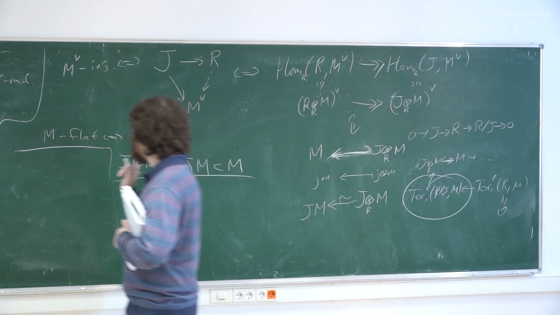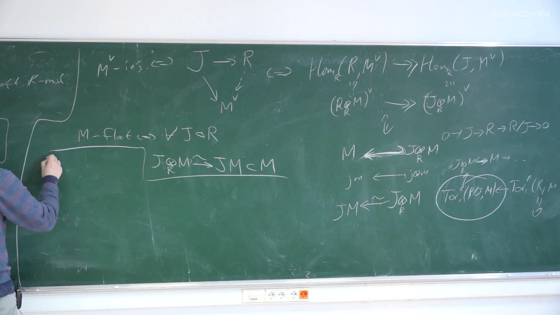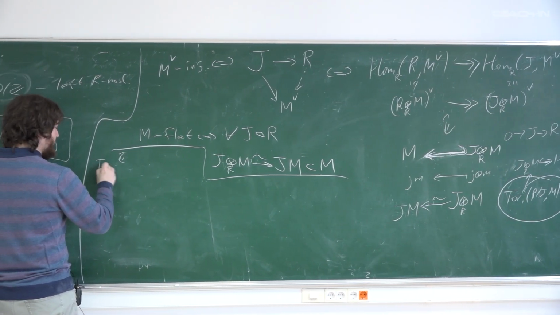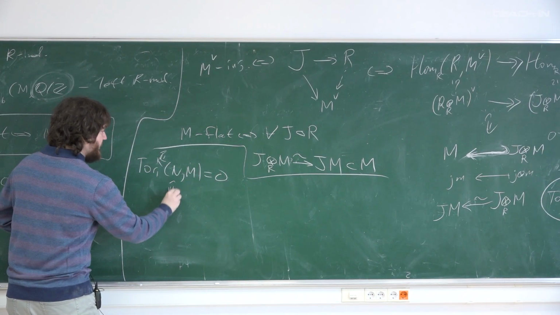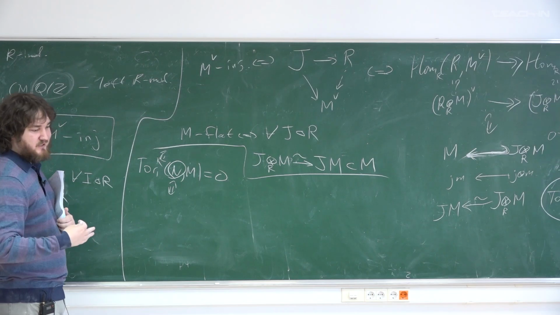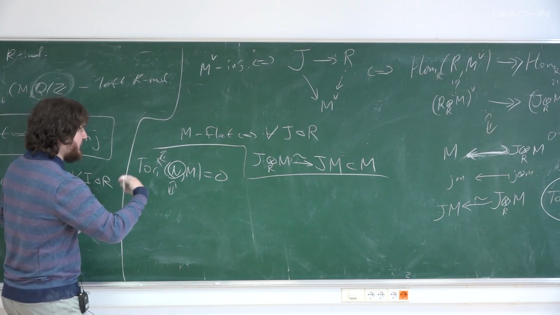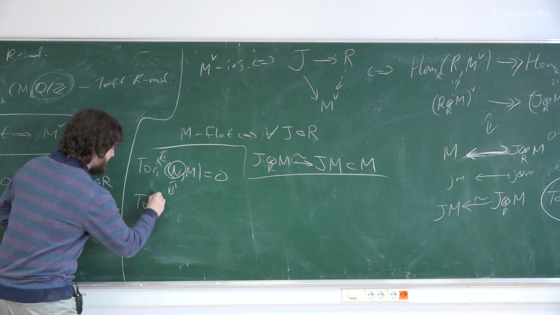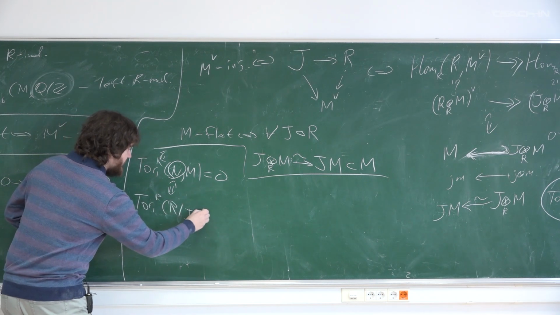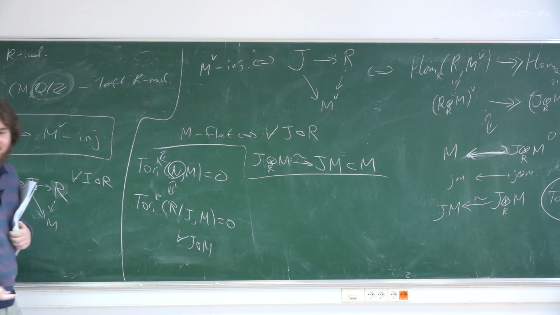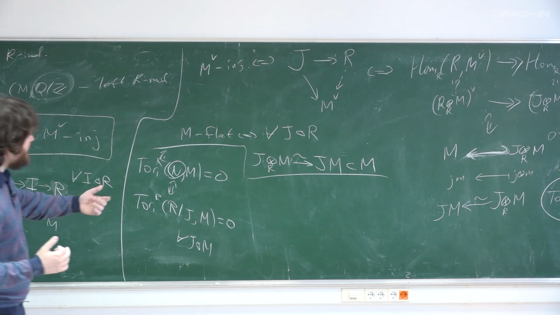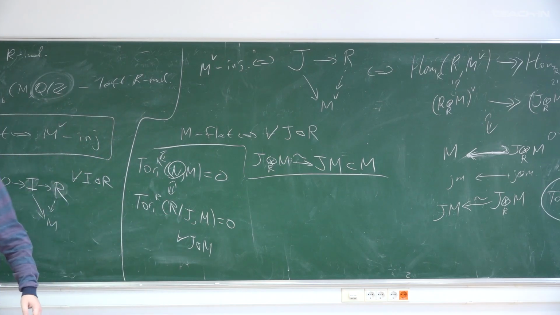So in fact, M is flat if and only if for any module Tor1 is 0. But Baer criterion says that we only need to check cyclic modules, which are obtained as quotients of R itself by some ideal. So M is flat if and only if Tor1 of cyclic modules are 0 for any ideal. It's a crucial simplification. You only need to check not all modules, but only cyclic modules generated by one element, obtained as the quotient of the ring itself by some ideal.